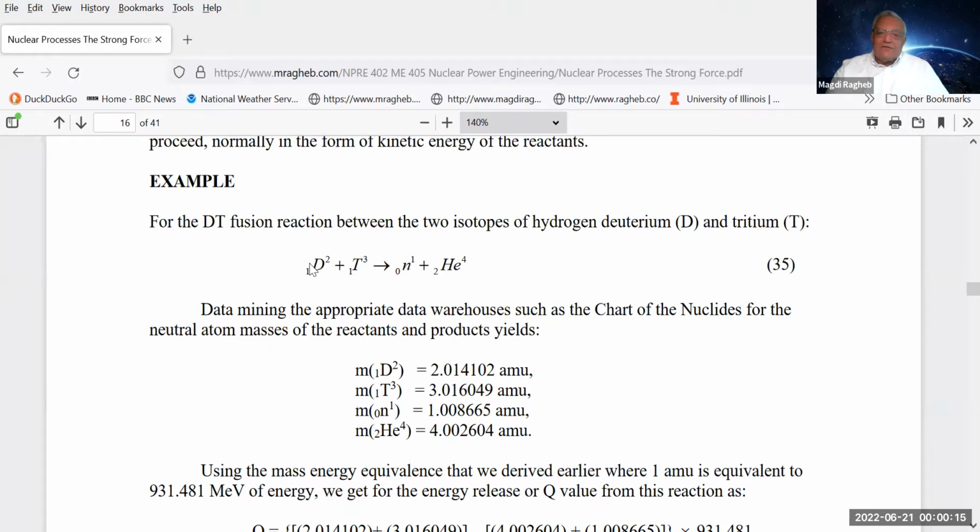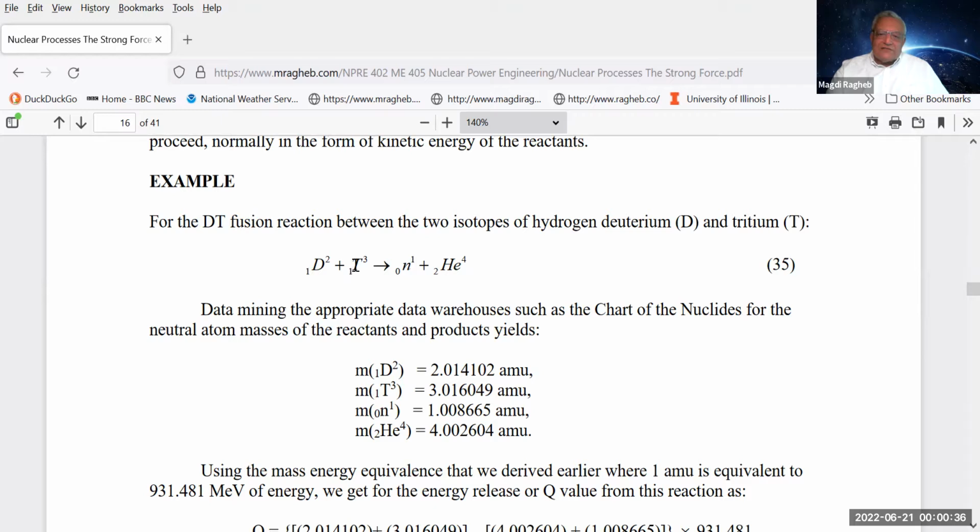In that case, deuterium or hydrogen can be releasing energy. So how much energy does it release can be obtained by calculating the Q value of the reaction. So we go to the chart of the nuclides. We find the mass of the deuteron in atomic mass units.